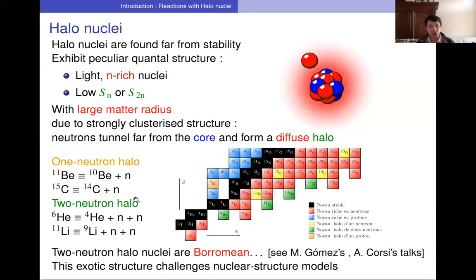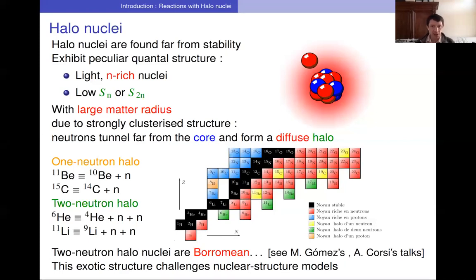Then you also have two-neutron halo nuclei. Mario Gomez 2 weeks ago discussed a lot about lithium-11, which can be seen as a lithium-9 core plus 2 neutrons. And these two-neutron halos not only have a very exotic halo because they have 2 neutrons in the halo, but they also have what is called a Borromean structure. So the three-body system is bound. Lithium-9 plus 2 neutrons is bound, but lithium-10 and of course the dineutron are unbound. And I think that Anna Corsi will discuss that next week.